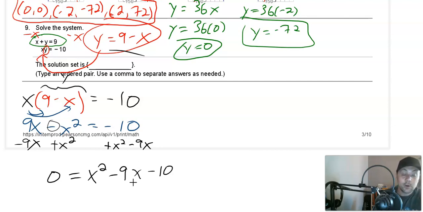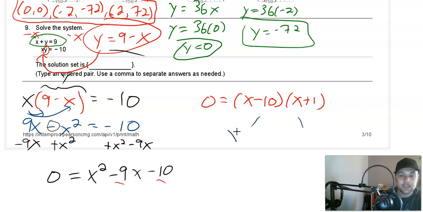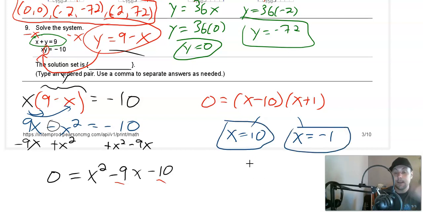And so we're going to solve this by factoring. Two numbers that multiply to negative 10 and add to negative 9 would be negative 10 and positive 1. And then we set each factor equal to 0. Again, I can save myself a little bit of time by skipping those details and just jumping to the result, which I think you guys are probably comfortable with as well. We get x equals positive 10, x equals negative 1.